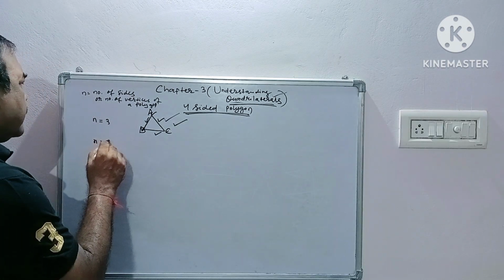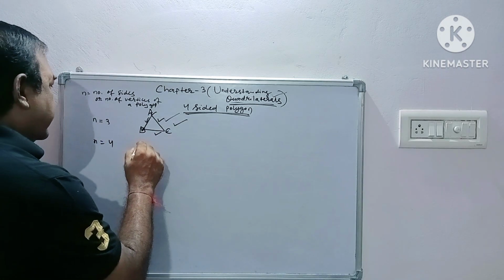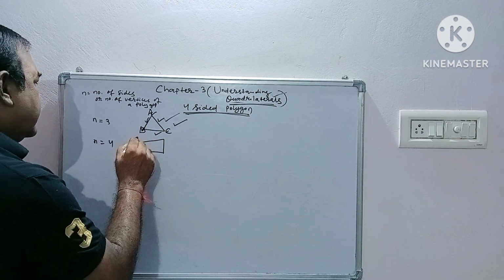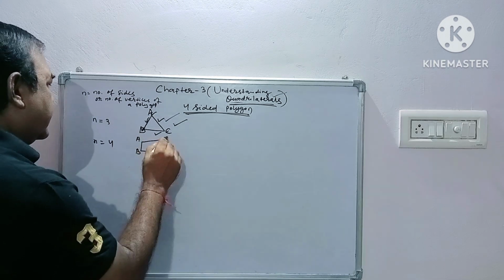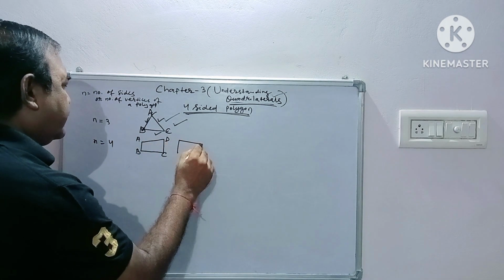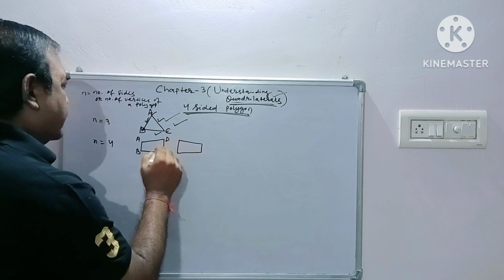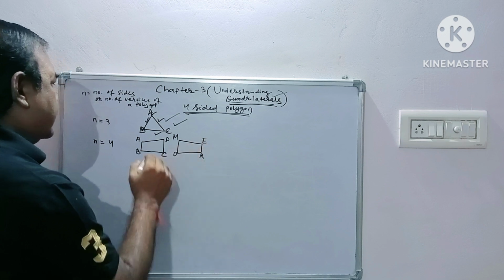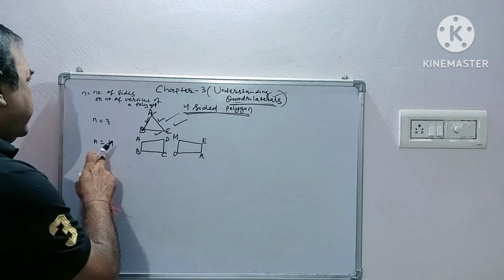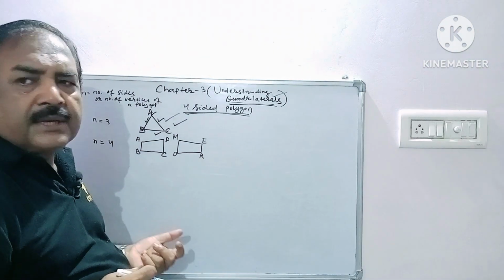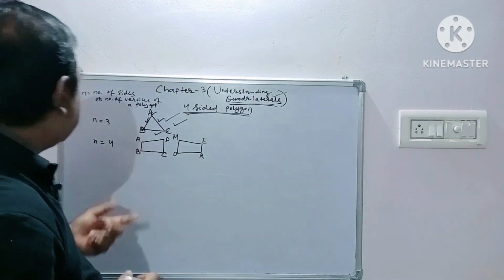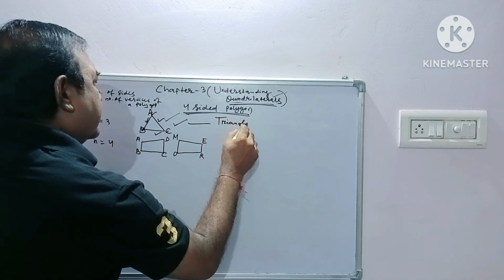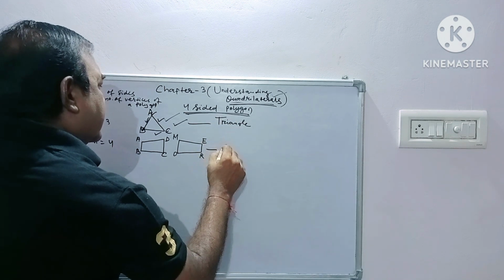When n is equal to 4, suppose like this, I am drawing any common quadrilateral. Yes or no? You may name it like this. So here n is equal to 4, that means 4 vertices, or you may tell 4 sides. So you will call it a quadrilateral. So that's it. This is a triangle, the simplest polygon, and this is a quadrilateral.